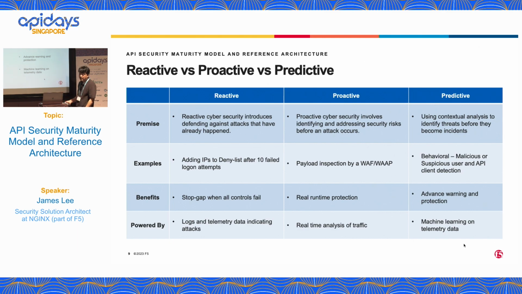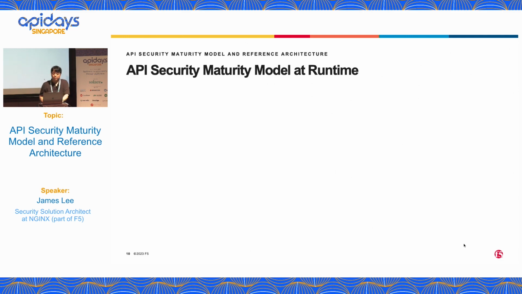Then what is the predictive? Predictive security: the attack has not happened. However, predictive can find potentially possible attacks. The AI technology can do it. Let me give you two examples in a later slide.